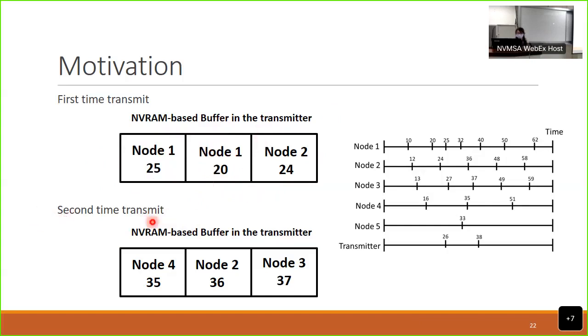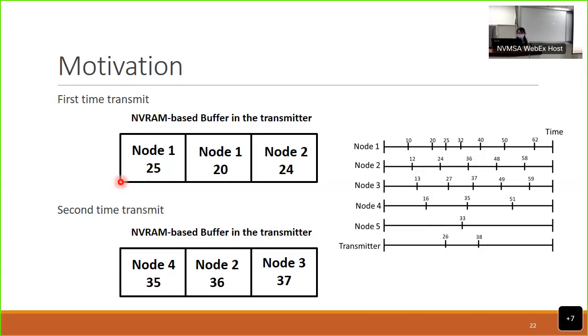And the second time we transmit, we send node 4 at time 35, node 2 at 36 and node 3 at 37. As we can see in the time interval, node 5 was replaced and discarded, but it only updates at this time. So the drawback of the traditional first come first serve policy is that data with a long updating interval tends to be discarded, or it may send meaningless data to the central controller.